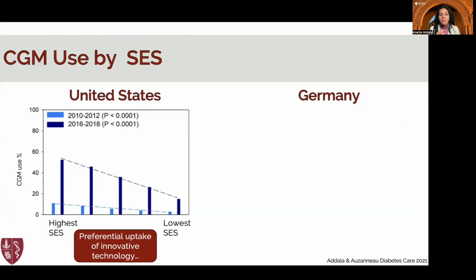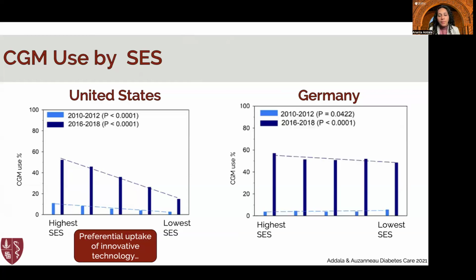And many times it's thought that the lower socioeconomic individuals either don't have adequate education or health literacy or interest, et cetera, to take this up. And I think that in the United States, we had a very humbling lesson that we learned from our colleagues in Germany, because what this really shows is that the reason there is a preferential uptake of CGM by the highest socioeconomic youth in this later time period is entirely systems driven.